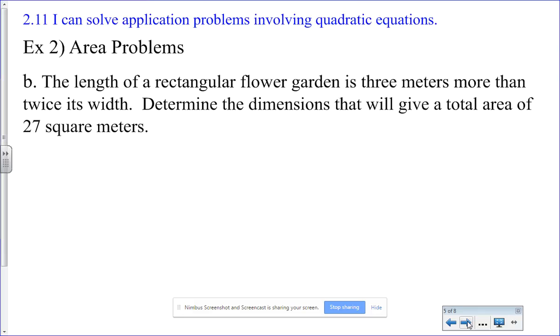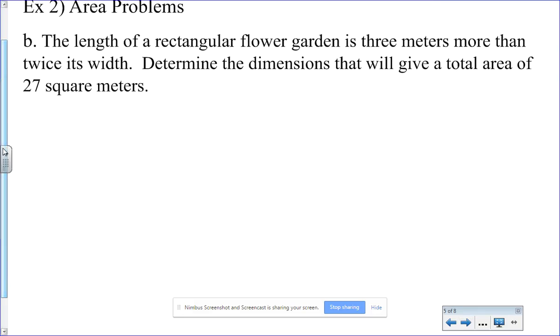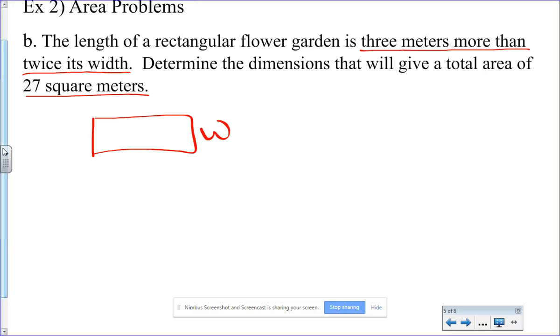Next problem will seem similar to begin with, but the factoring is going to be a little different. Okay, so for this one, the length of a rectangular flower garden is 3 meters more than twice its width. And we're looking at an area of 27 square meters. So I'm going to draw my diagram. This one tells me the length is 3 more than, so it means I add 3. Twice the width is 2w. So there's my diagram. The area is 27.